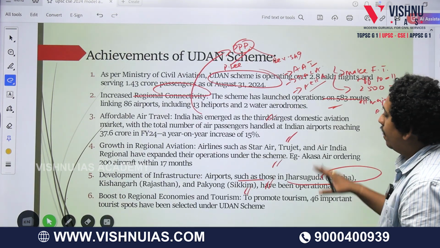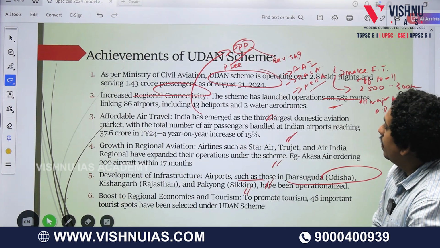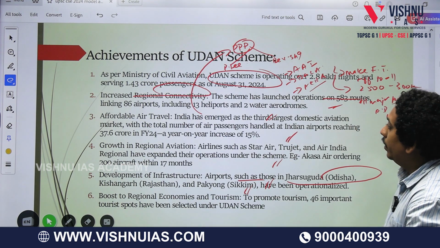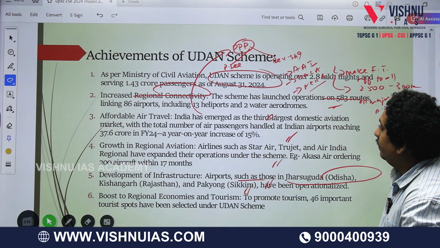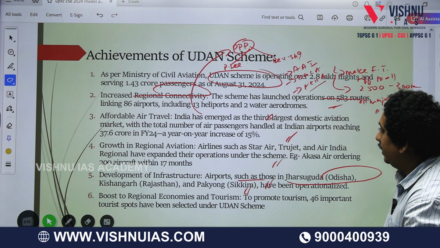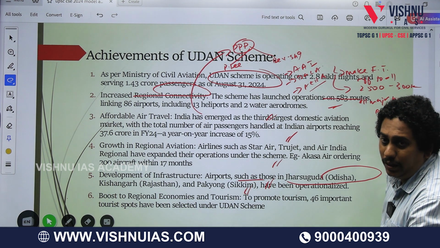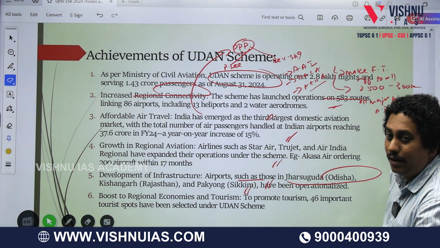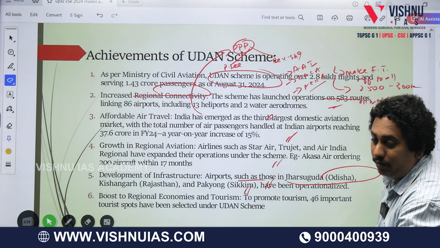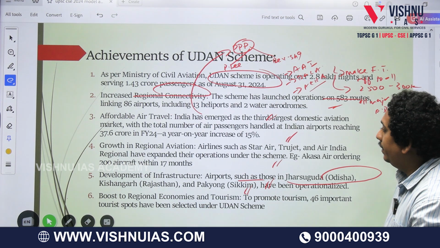Okay, achievements of UDAN. As per the Ministry of Civil Aviation, UDAN is operating 2.8 lakh flights serving 1.43 crore passengers. Increased regional connectivity. Okay, the total number of functional airports in India has almost doubled from 2014 to 2024 only. Okay, affordable air travel.